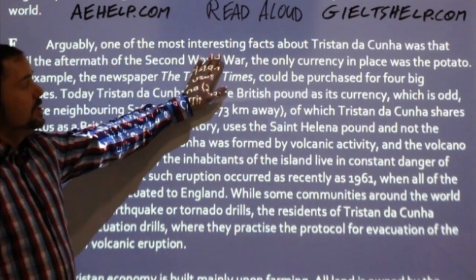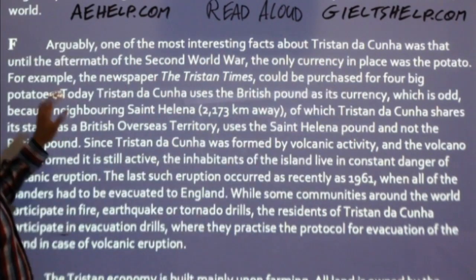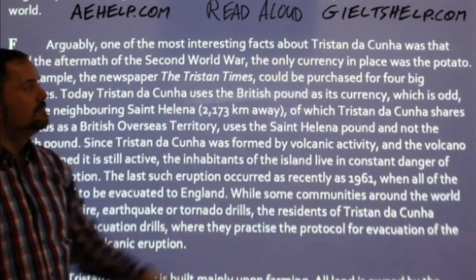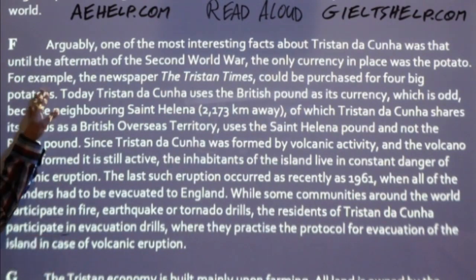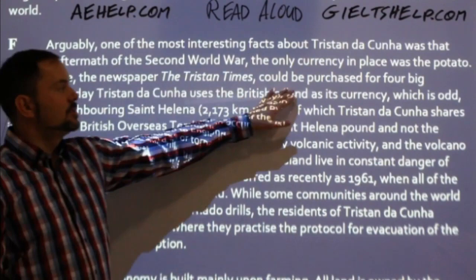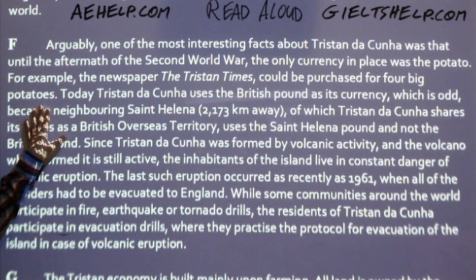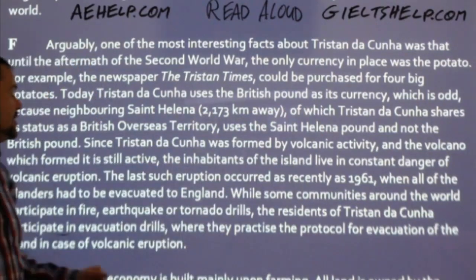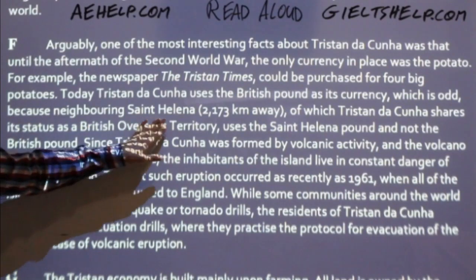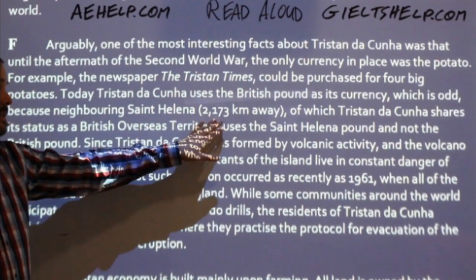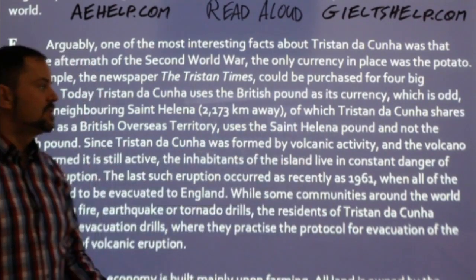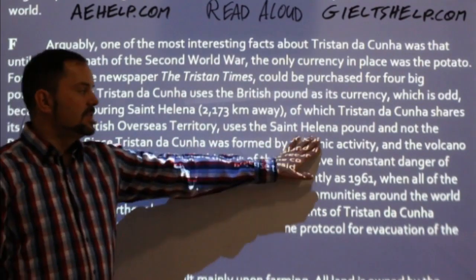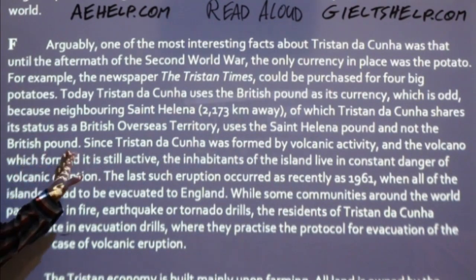Arguably, one of the most interesting facts about Tristan da Cunha was that until the aftermath of the Second World War, the only currency in place was the potato. For example, the newspaper, the Tristan Times, could be purchased for 4 big potatoes. Today, Tristan da Cunha uses the British pound as its currency, which is odd because neighboring St. Helena, 2,173 kilometers away, of which Tristan da Cunha shares its status as a British overseas territory, uses the St. Helena pound and not the British pound.